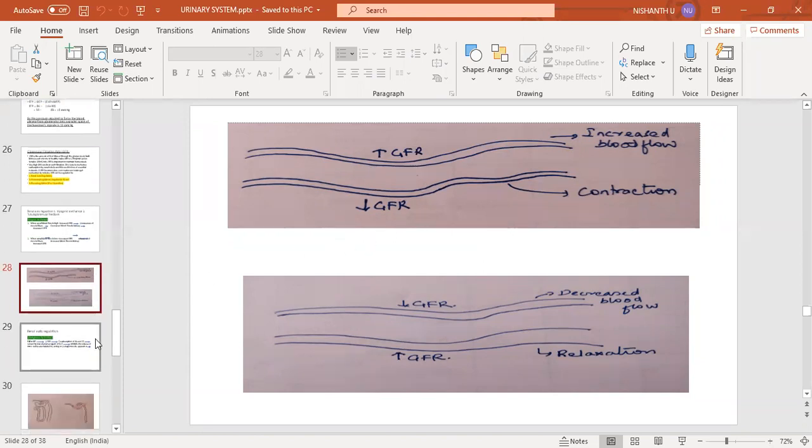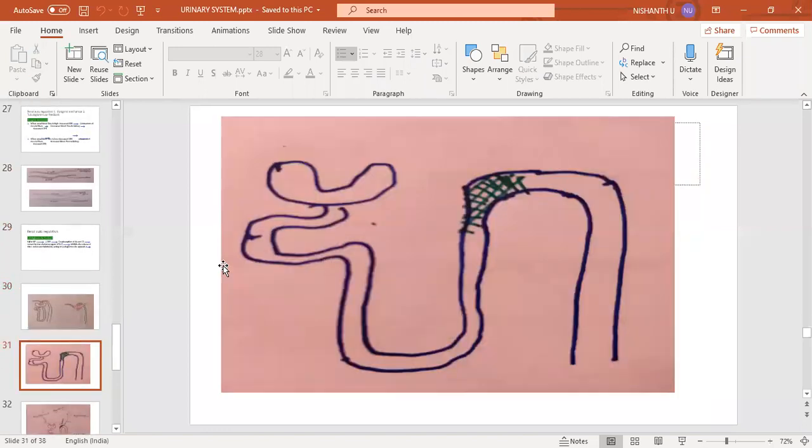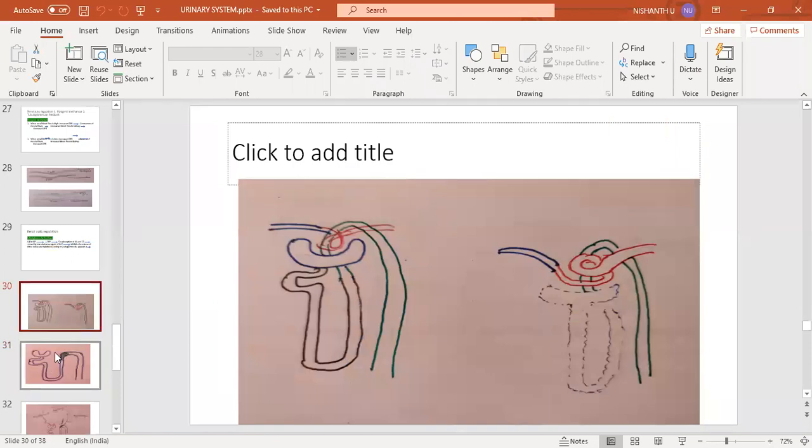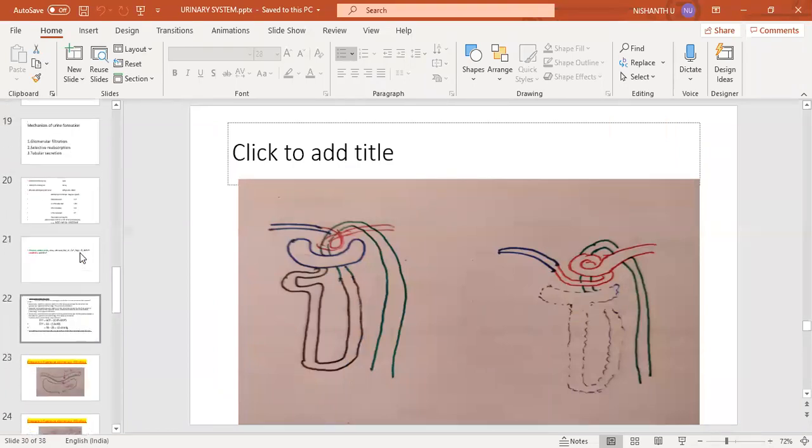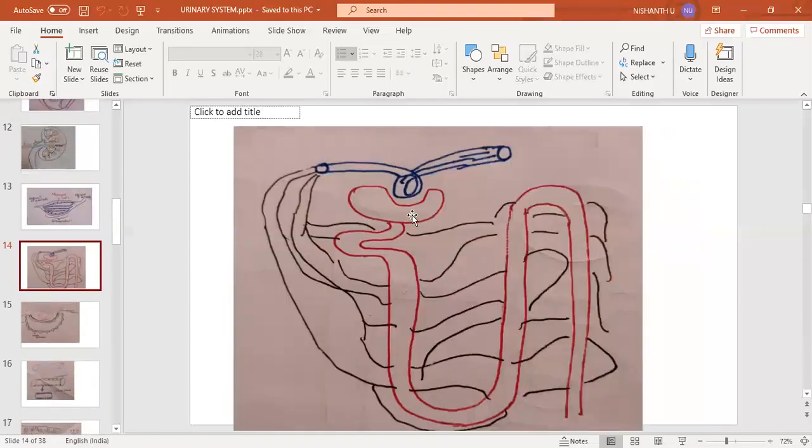So the next one is the tubuloglomerular feedback. Under renal autoregulation, next we are going to discuss tubuloglomerular feedback. This is a little complicated to understand, but I hope that you can understand this concept. Usually what happens, I have drawn the nephron. In any textbook, the diagram will be like this, but actually it is a wrong diagram. For understanding, we give the nephron diagram like this, but actually it is wrong.